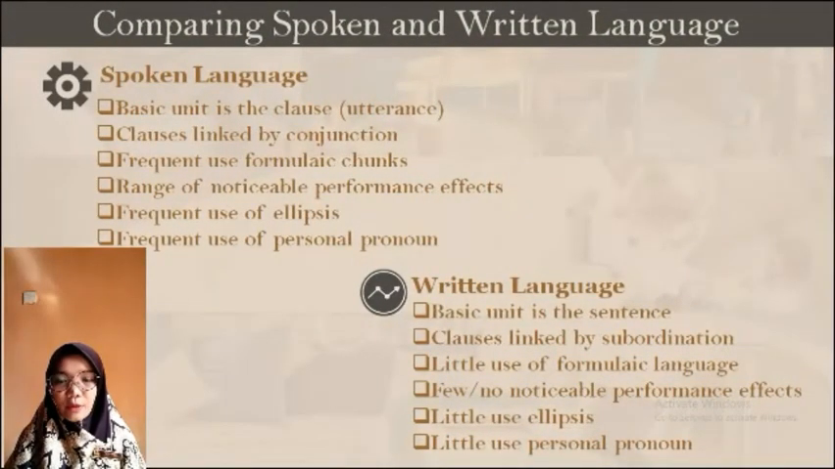Okay, let's move to comparing spoken and written language. In spoken language, the basic unit is the clause or utterance, clauses are linked by conjunction, there is frequent use of formulaic chunks, a number of noticeable performance effects, frequent use of ellipsis, and frequent use of personal pronouns. And in written language, the basic unit is the sentence, clauses are linked by subordination, there is little use of formulaic language, few or no noticeable performance effects, little use of ellipsis, and little use of personal pronouns.